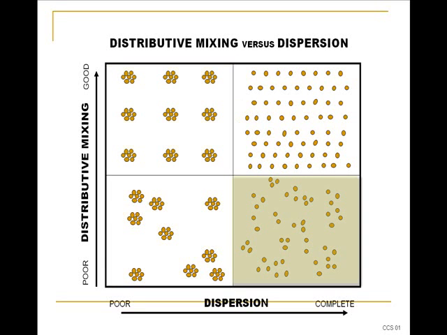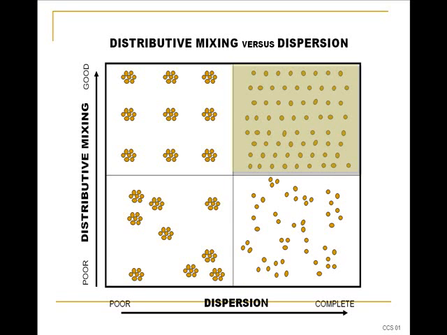If we move over to the bottom right-hand box, we see that we have complete dispersion, where all of the larger particles broke down into the smaller individual primary pigment particles. So we have complete dispersion, but they are not uniformly spread out through the box, so we still have poor distributive mixing. Finally, in the top right-hand box, we have complete dispersion, where all the particles are broken apart, and good distributive mixing, where they are spread out uniformly throughout the box.